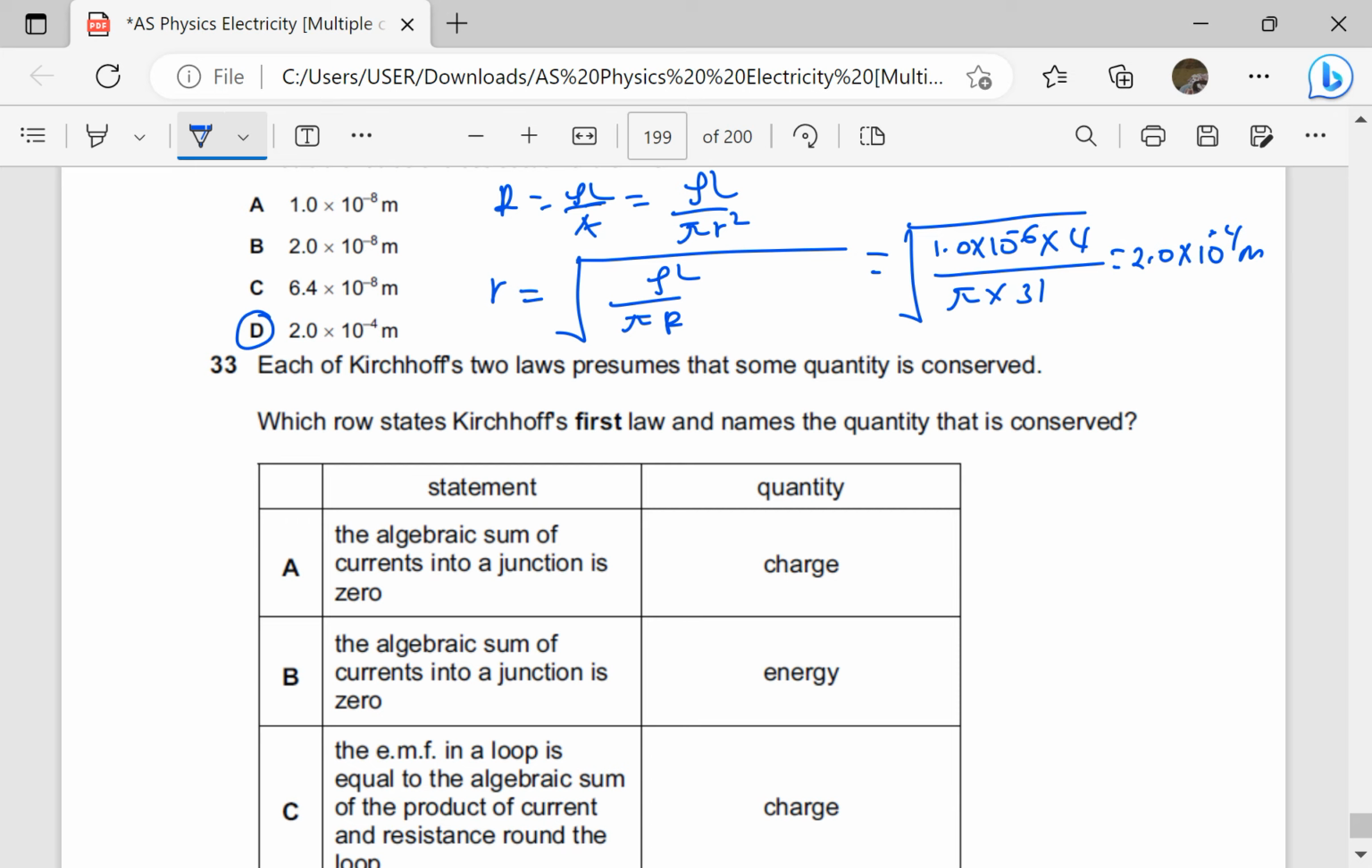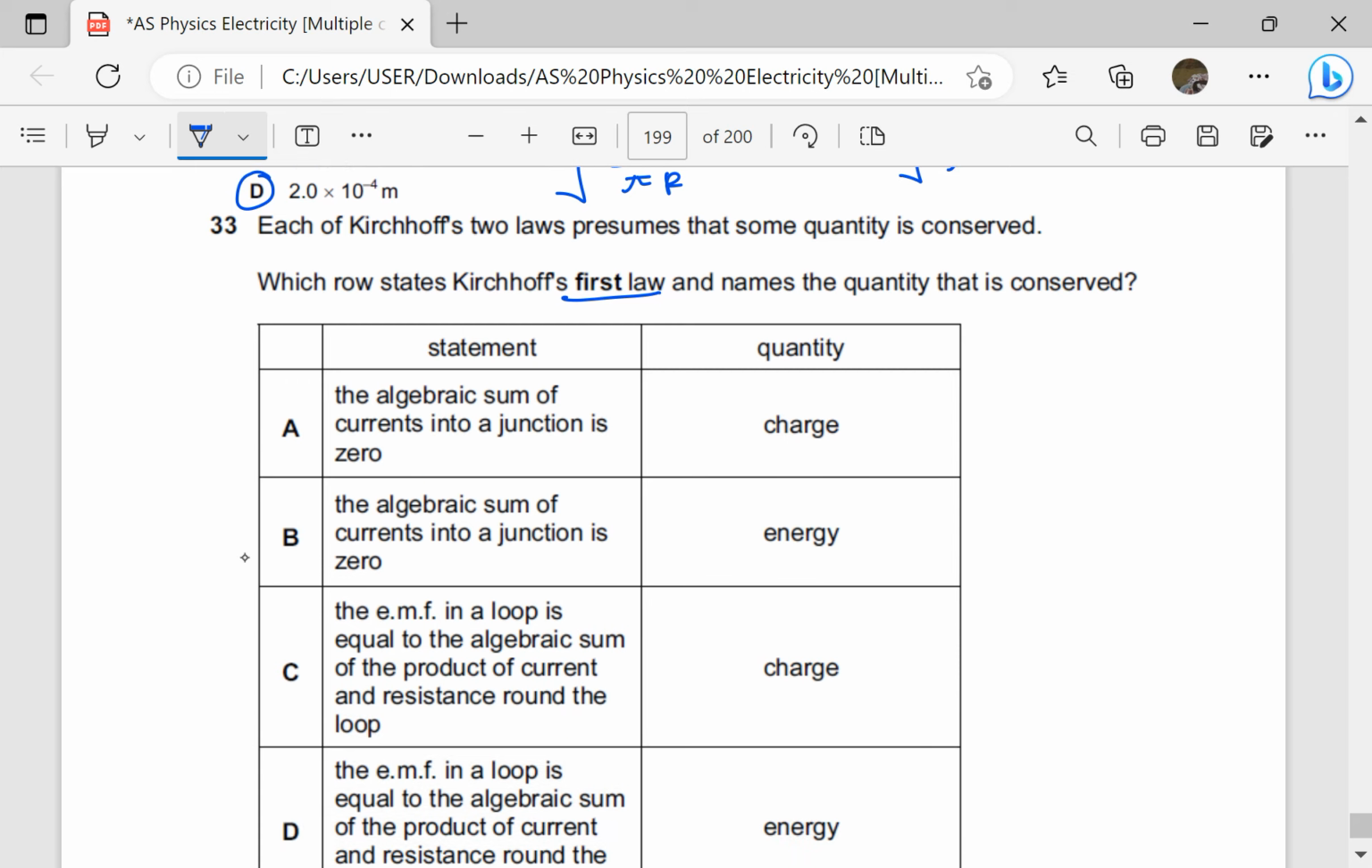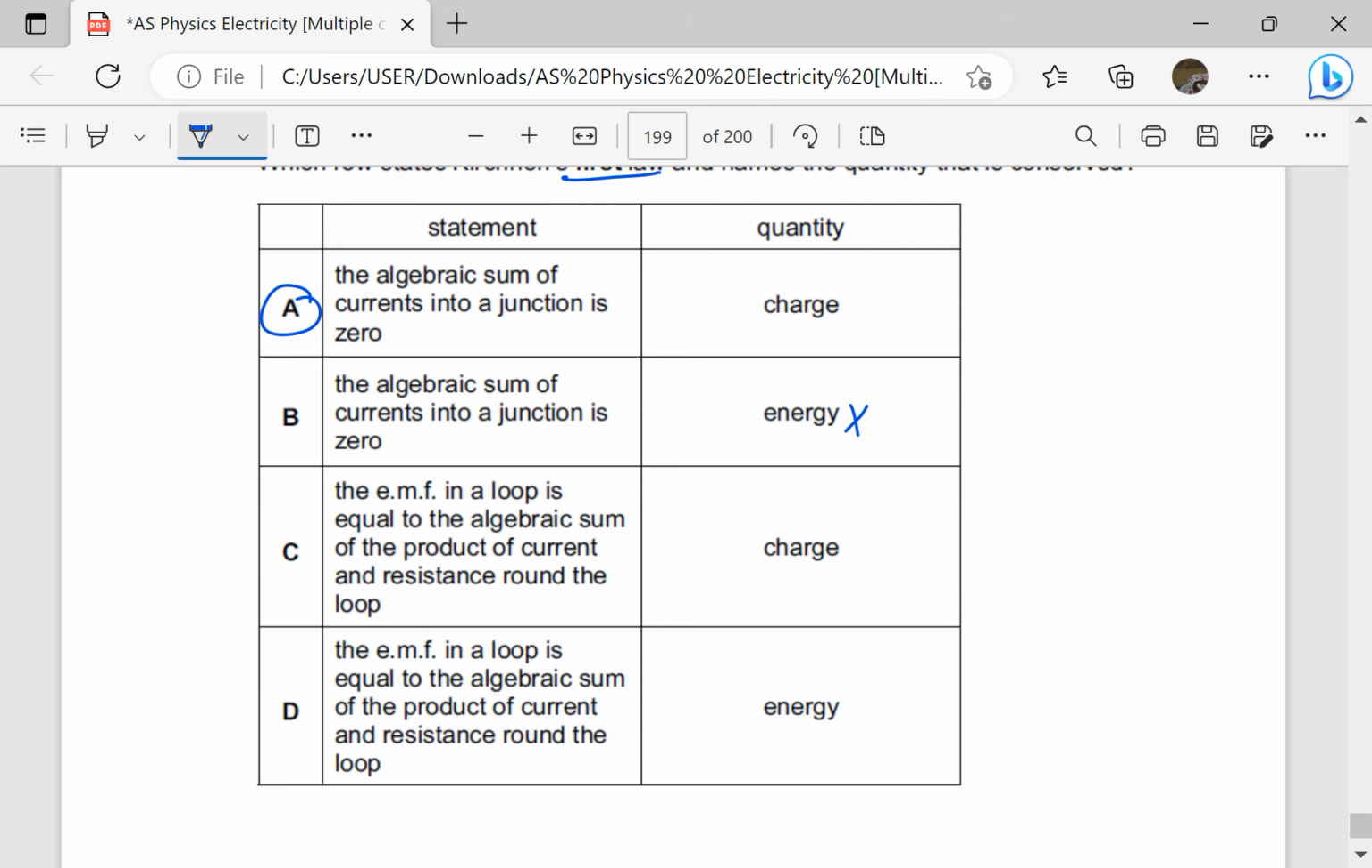Each of Kirchhoff's two laws presumes that some quantity is conserved. Remember, first law is charge, second law is energy. Which law states Kirchhoff's first and names the quantity that is conserved? The algebraic sum of currents into a junction is 0, and that is charge. The answer is A. The algebraic sum of current into a junction is 0. This is not conservation of energy.